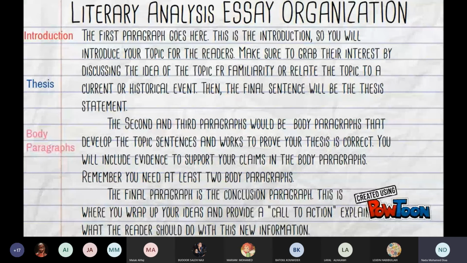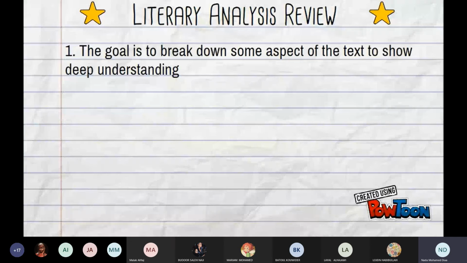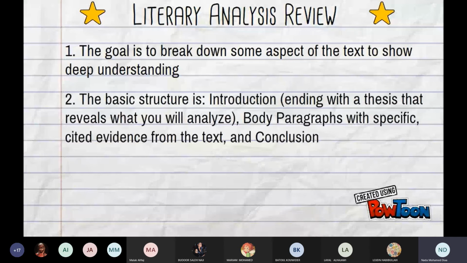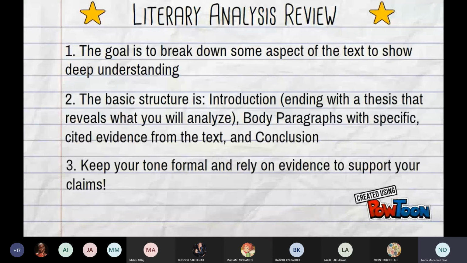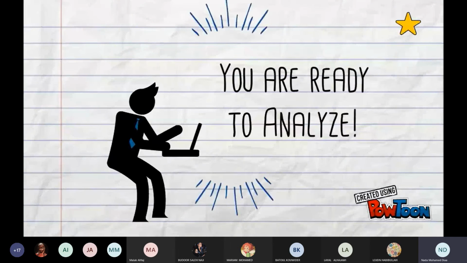Let's review the literary analysis essay. The goal is to break down some aspect of the text to show deep understanding. Make sure that you are familiar with the basic structure. Also, keep your tone formal and rely on specific evidence from the text to support your claims. You are officially ready to analyze.